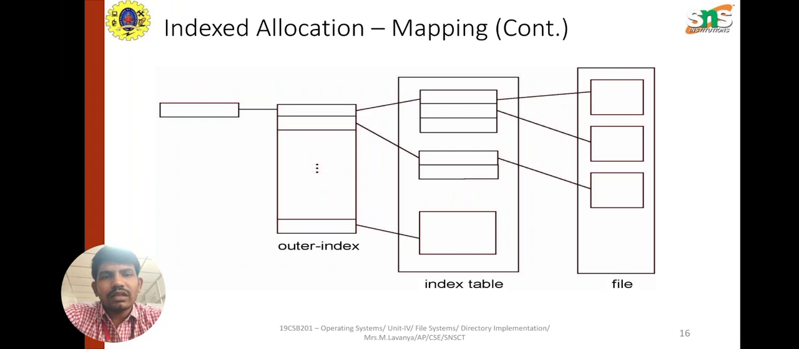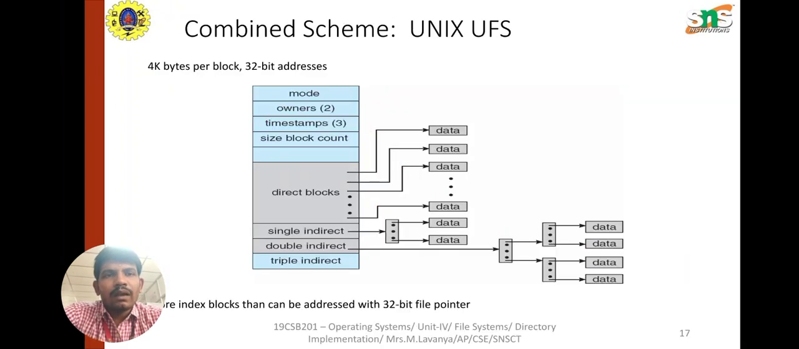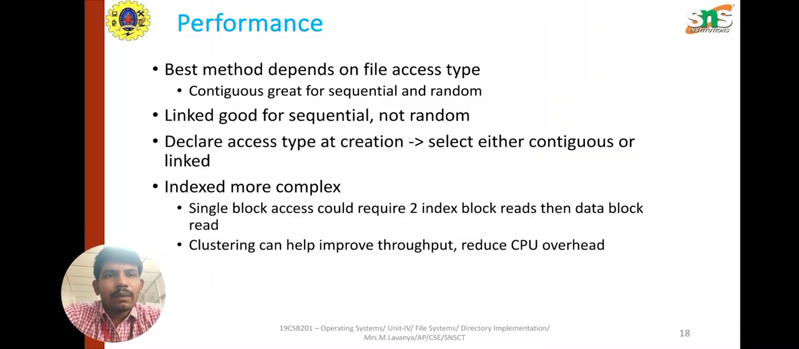We have an outer index, the index table, and the file. This is the combined scheme, as used in UNIX. We have 4K bytes per block and 32-bit addresses. Here are the index blocks that can be addressed within 32-bit file pointers.